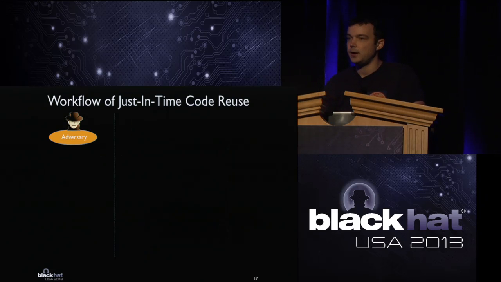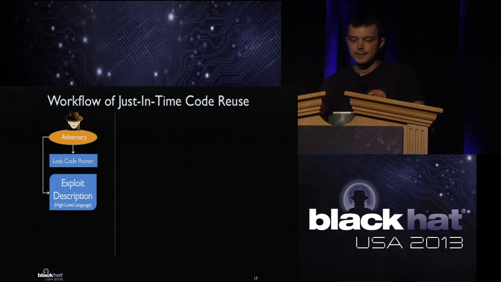So here's the basics of the workflow of our JIT-ROP framework. First, the adversary needs to do a few things manually. Just as they would need to do to defeat standard ASLR, the adversary is going to have to leak a code pointer. And they can do that using the memory disclosure vulnerability that we assume is present. Second, the adversary needs to provide some sort of exploit description that's going to be written in a high-level language that we created. That exploit description is just telling us what the adversary wants the actions to be taken after the exploit completes.